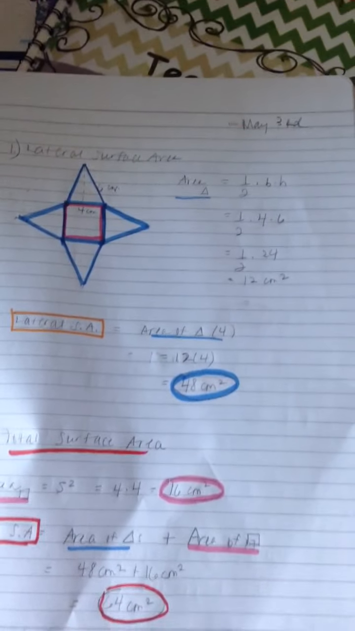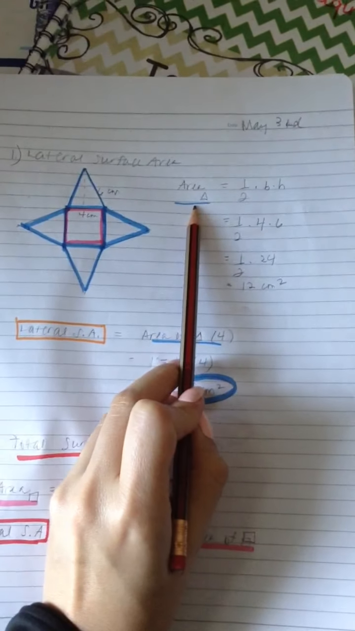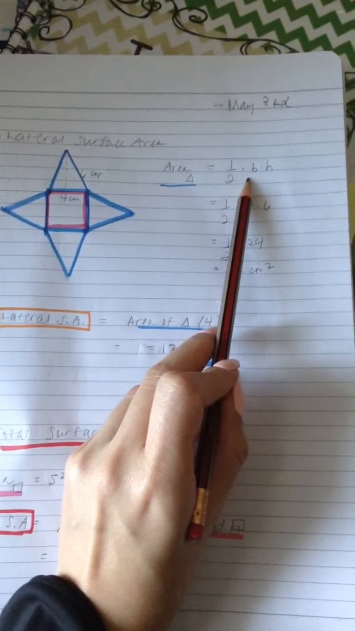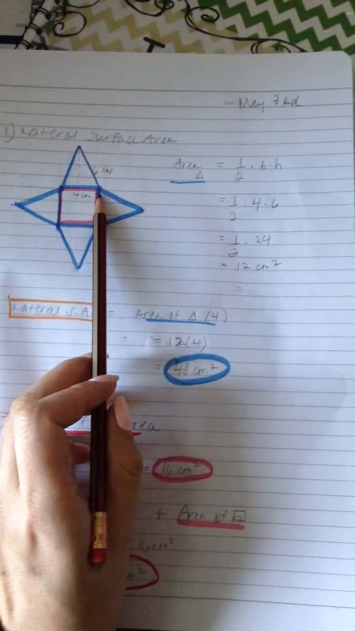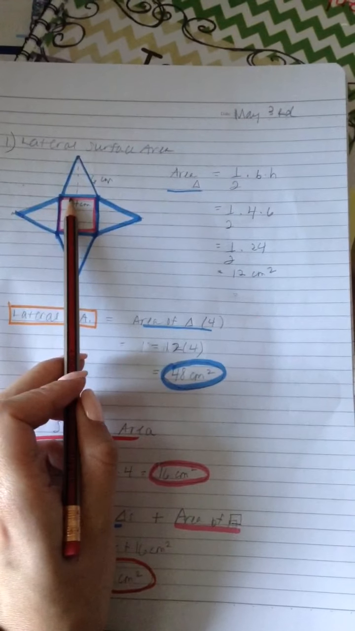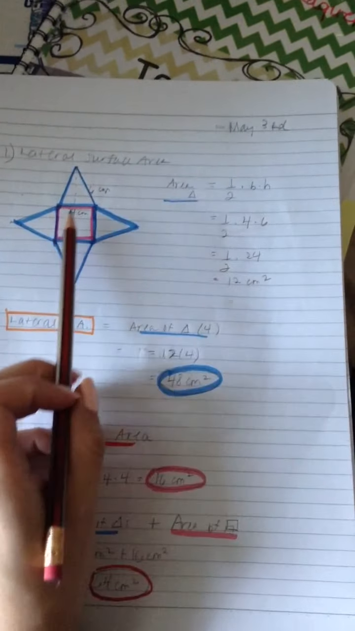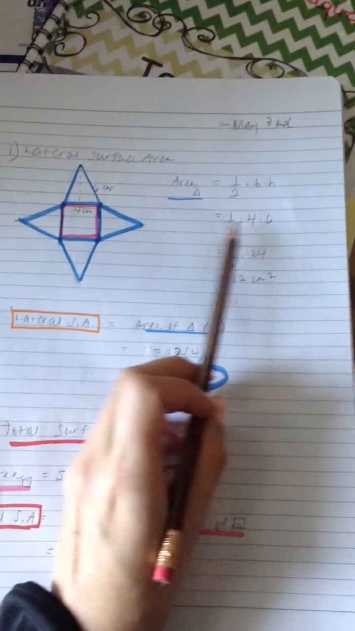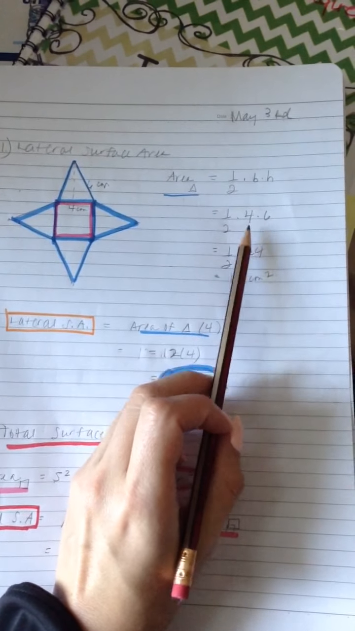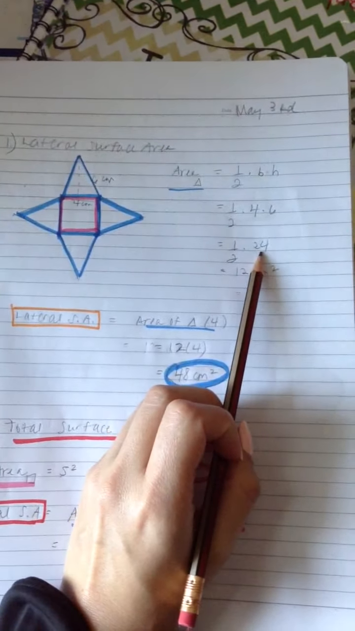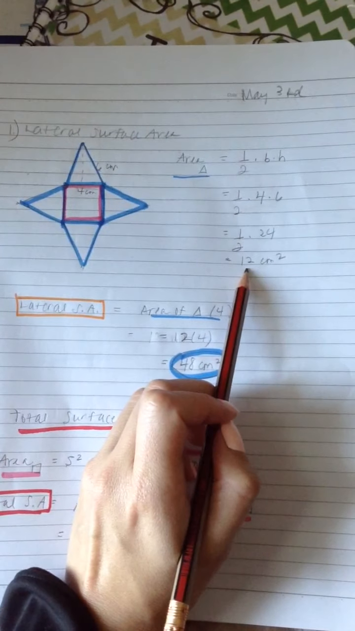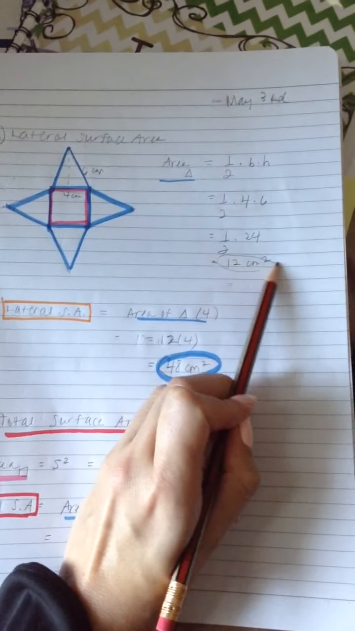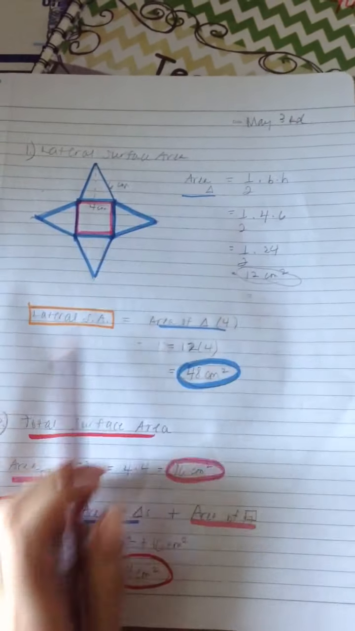Always start by first writing your formula. So to find the area of a triangle, we're going to use 1/2 times base times height. So 1/2 times our base here of the triangle is 4 times our height of the triangle, which is 6. Okay, so what is 6 times 4? 24. And what is 24 times 1/2? 12 centimeters squared. Okay, for one triangle.